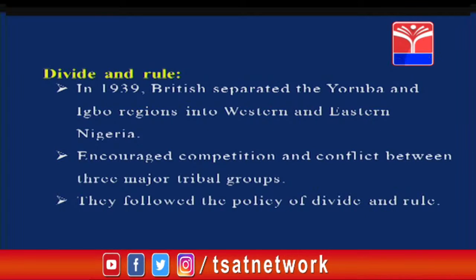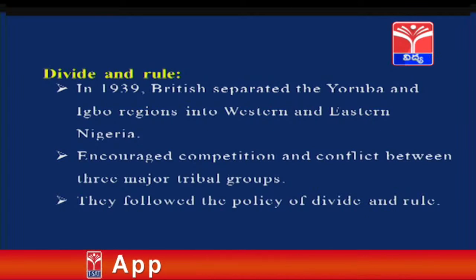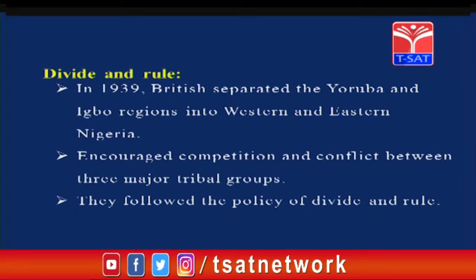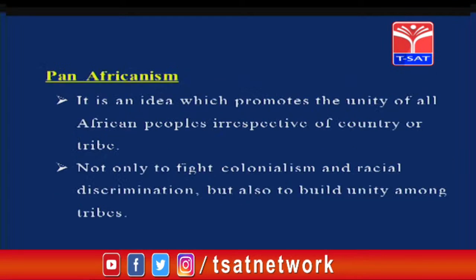Here in this region, they encouraged competition and conflict between the three major tribal groups, that means in the northern part and the southern part, eastern and western Nigeria. They followed this policy of divide and rule.